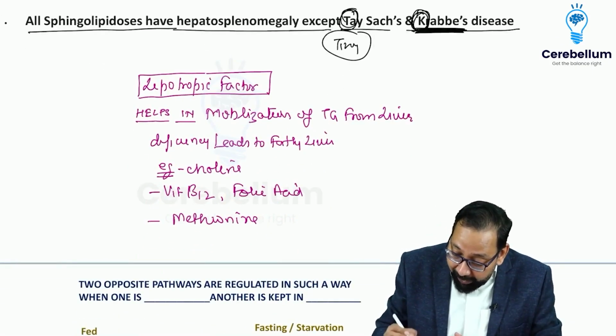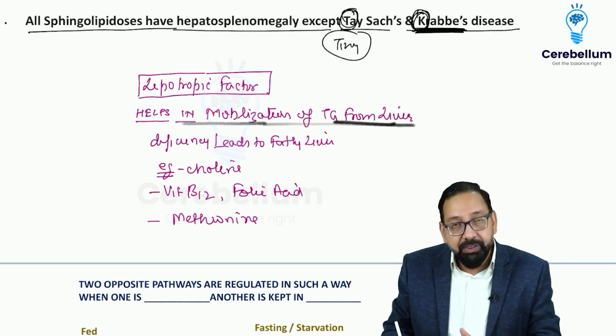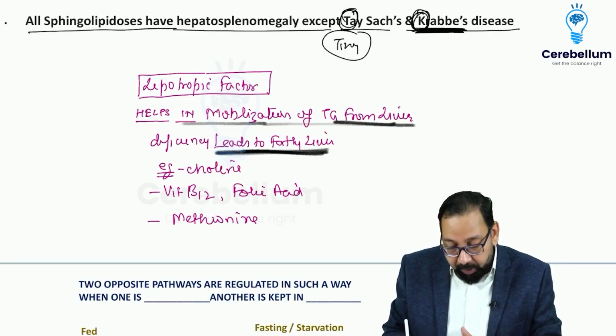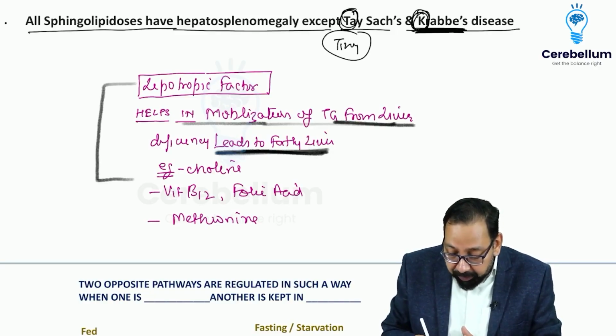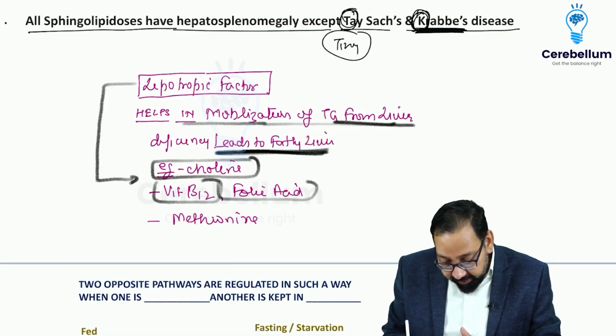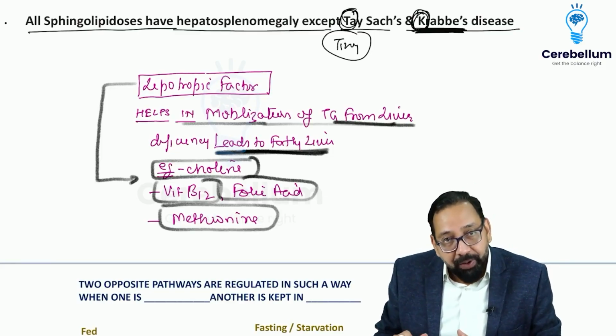Now, lipotropic factors. These factors help in mobilization of triglyceride from liver. If there is deficiency of lipotropic factor, that will lead to fatty liver. Examples of lipotropic factors, about which questions have been asked: choline, B12, folic acid, methionine, amino acid. These are common lipotropic factors.